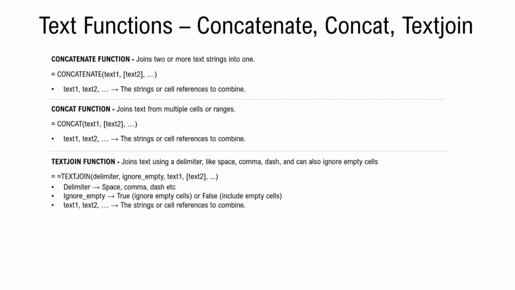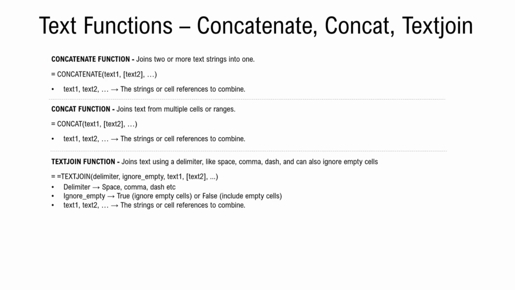Welcome back. In the previous video, we discussed how we can split the text by using the left, mid, and right functions. In this video, we are going to learn how to combine or join text in Excel. The first function we are going to discuss is the concatenate function. This function joins multiple text values into one single text string.